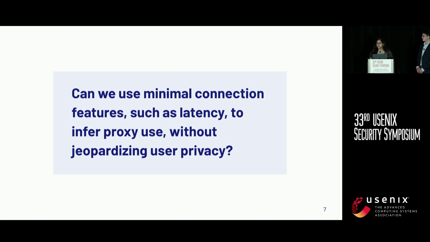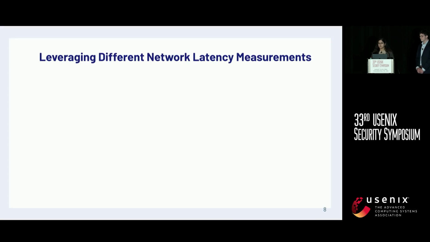Our aim with this work is to answer the following question. Can service providers build a system using minimum connection features, such as latency, to infer VPN or proxy use without jeopardizing user privacy or having the need for data collection? We found that indeed we can leverage network latencies at different layers to identify proxy connections from non-proxy connections.